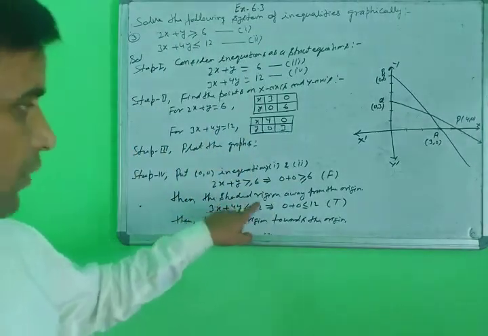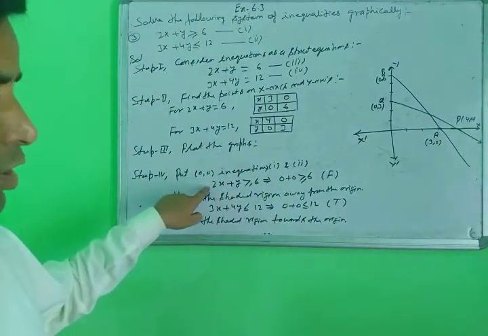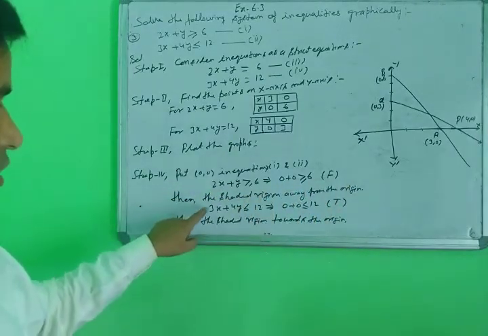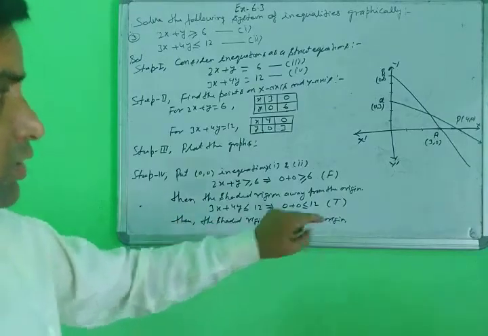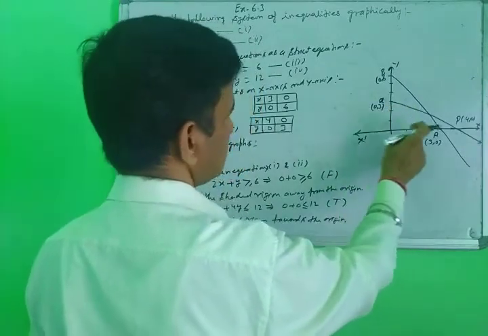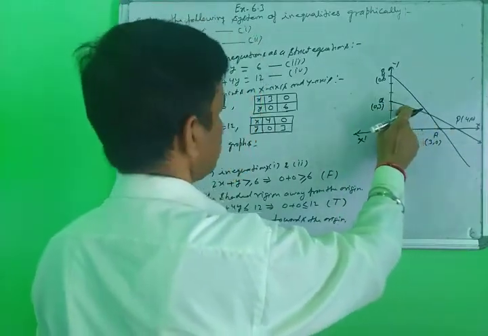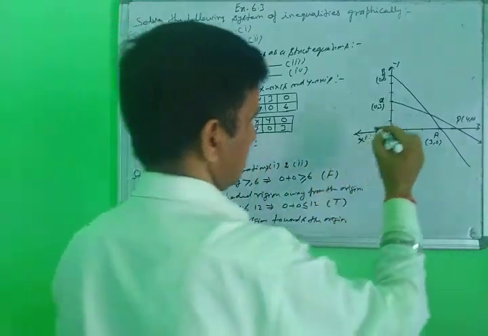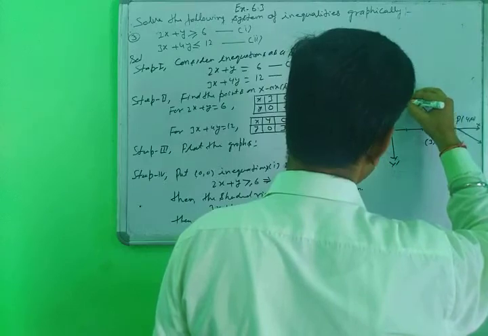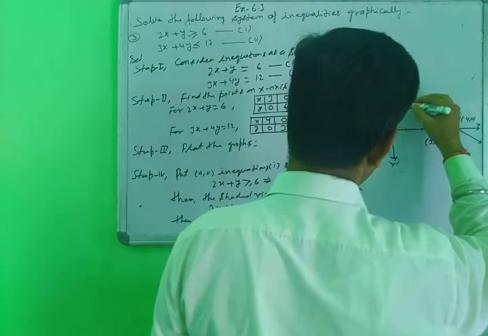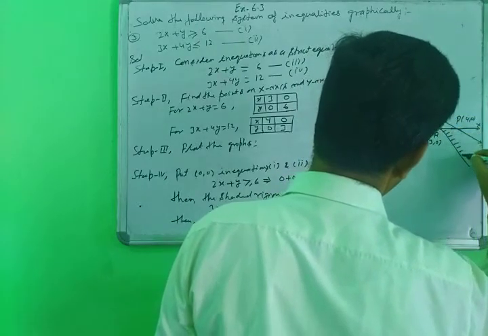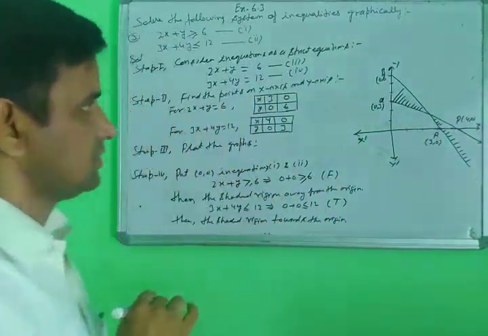A different thing here: this is away from the origin. The solution region of the first inequality is away from the origin, or the solution region of the second inequality is toward the origin. Then this is your 0, 3 and 6, 0. This is your first, away from the origin.